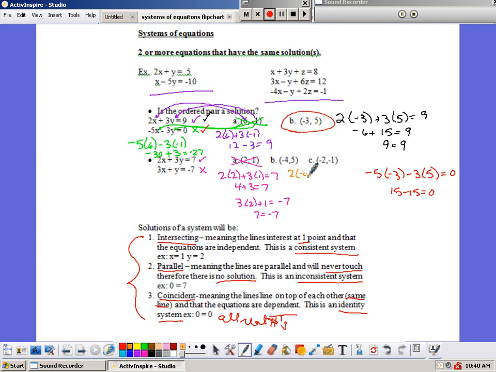2 times negative 4 plus 3 times 5 equals 7. Negative 8 plus 15 equals 7. Check for that one. 3 times negative 4 plus 5 equals negative 7. Negative 12 plus 5 equals negative 7. Negative 7 equals negative 7. Check for that one. So here's a solution.